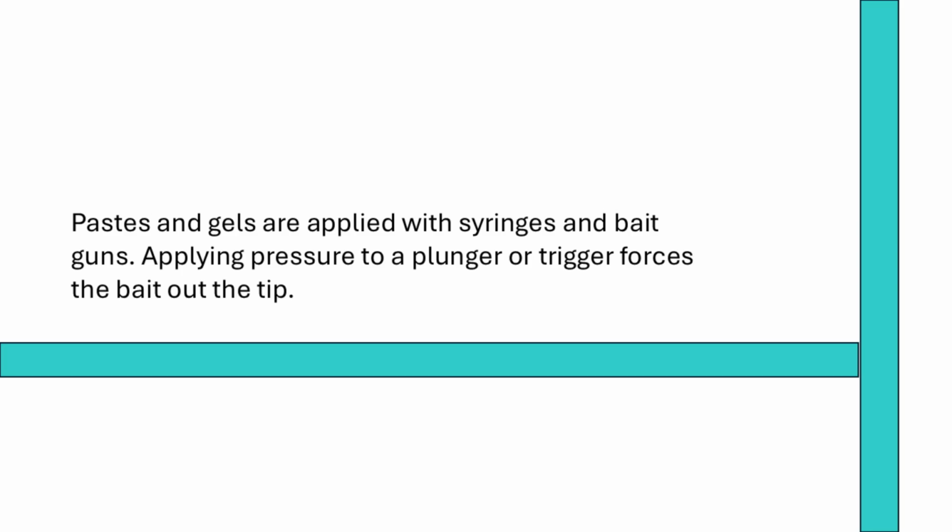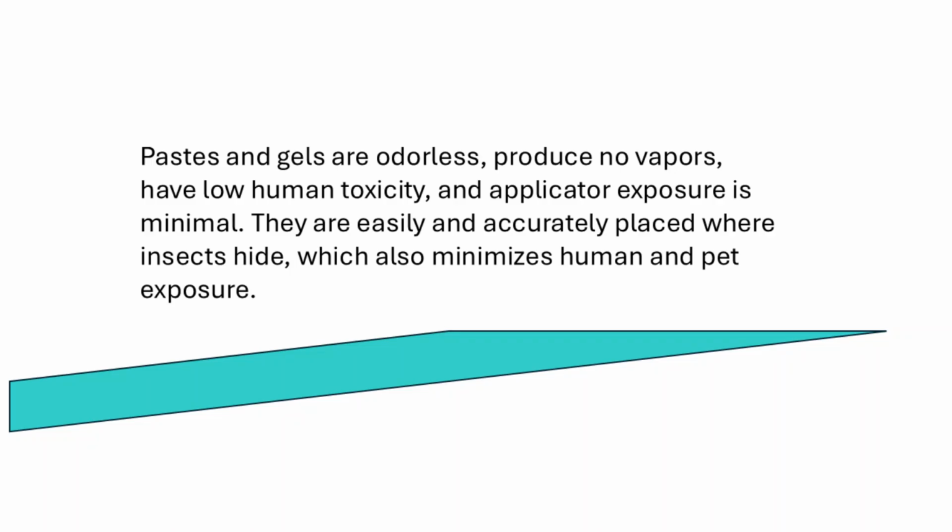Paste and gels are applied with syringes and bait guns. Applying pressure to a plunger or trigger forces the bait out of the tip. Paste and gels are odorless, produce no vapors, have low human toxicity, and applicator exposure is minimal. They are easily and accurately placed where insects hide, which also minimizes human and pet exposure.